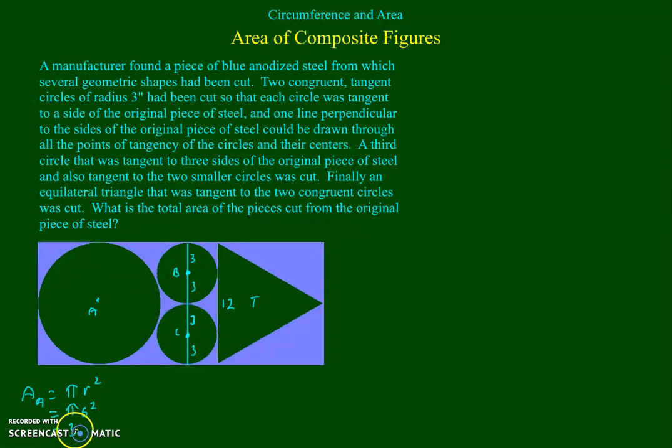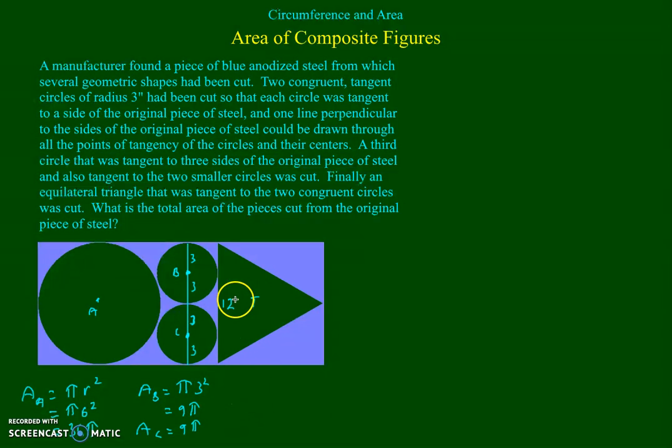Which is 36 pi. We're just going to leave that like that for now because we're going to be combining these two later on. So now the area of B is pi 3 squared, and so that gives us 9 pi, and the area of C is exactly the same, so the area of C is 9 pi, so we're going to leave those alone.